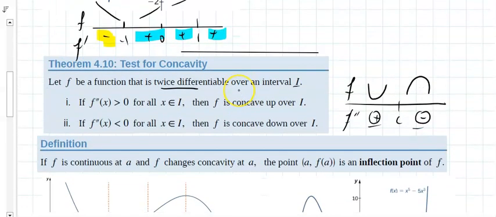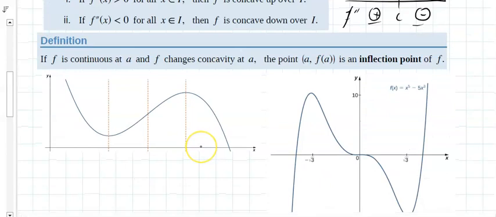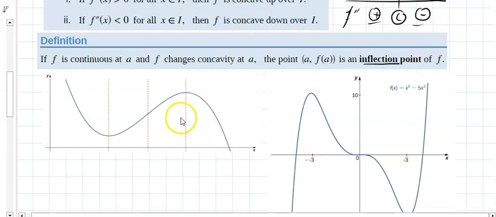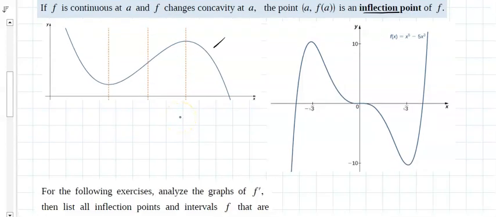Now, if you switch from concaving up to concaving down, or concaving down to concaving up, that's called an inflection point. And that's what this is stating. If f is continuous at A, so it has to be continuous at that point for it to be an inflection point, otherwise it doesn't count, and we'll talk about that when we get there. We did that example in the very beginning, but let's look at this function.